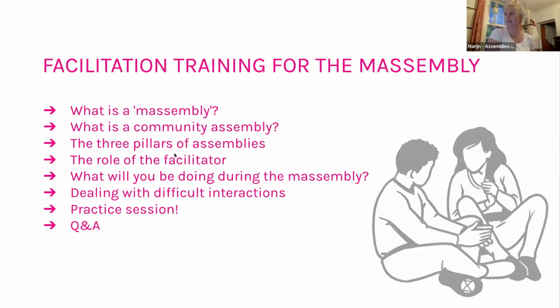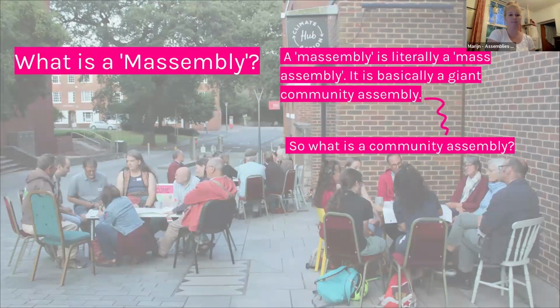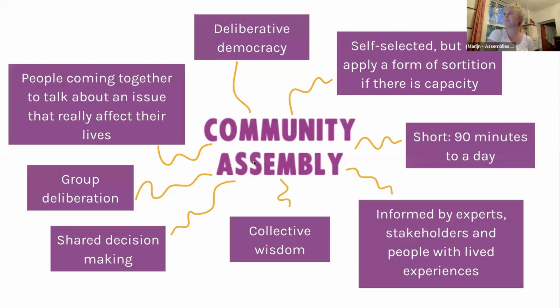But let's dive in first and talk about what is a Massembly. So a Massembly is literally a mass community assembly. So we wanted to do a giant community assembly and see how many people we can get together at one time discussing the same topic. So we'll all be together in Windsor next week, but people will also be joining us online, and we'll probably have some online assemblies afterwards as well. So Massembly, so literally a mass assembly.